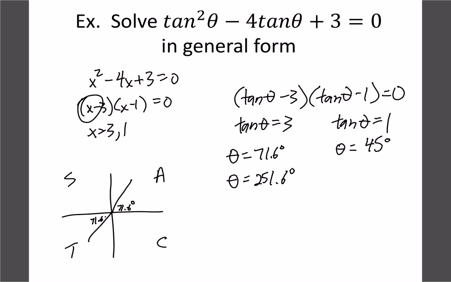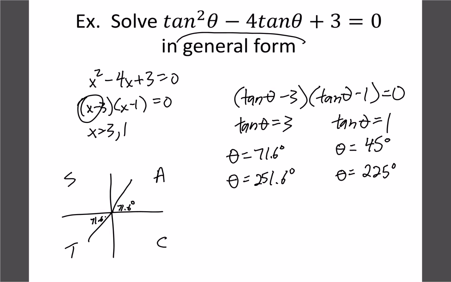And then for our second answer, we had 45 degrees, and our other solution will be in the other quadrant as well, so we'd have 180 plus 45 to give us 225. So you can see in this case we actually have 4 different solutions instead of just the 2, because we had 2 factors, and each one will give us 2, so we have 2 per equation.